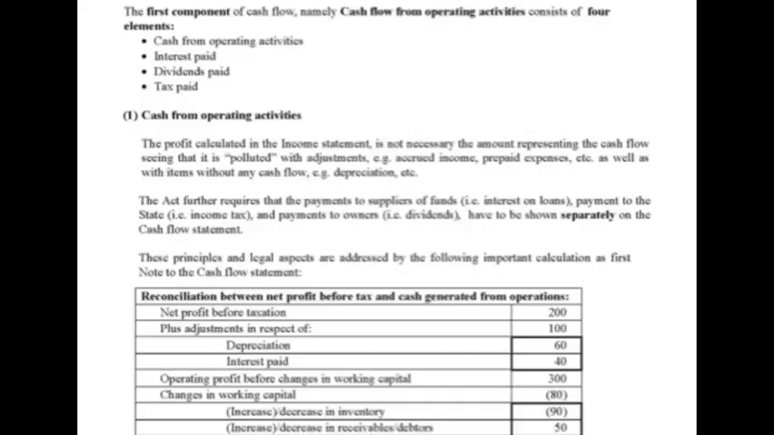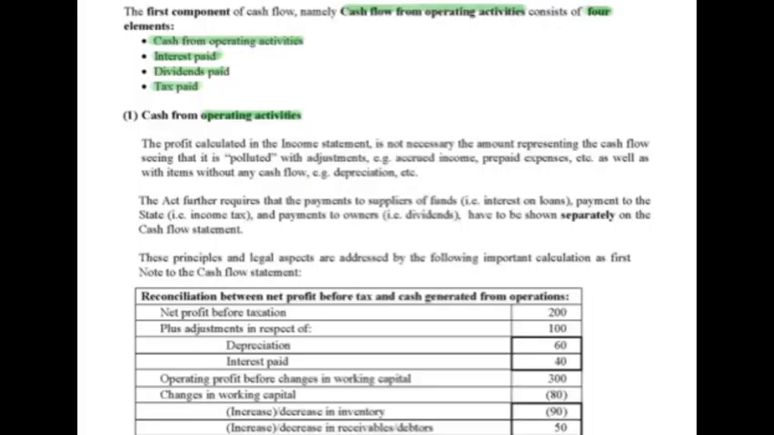The first component of cash flow, namely cash flow from operating activities, consists of four elements: cash flow from operating activities, interest paid, dividends paid, and tax paid. Now let's start with the first element, cash from operating activities. Operating activities talks about exactly that: what are the activities needed to operate the business on a daily basis? And my operating activities are my incomes and my expenses mainly.